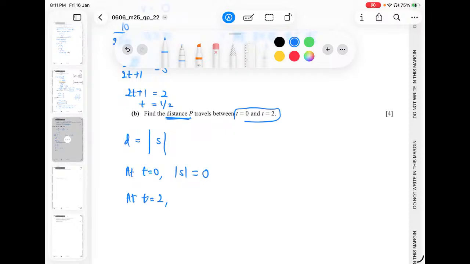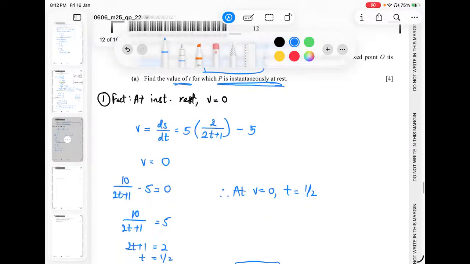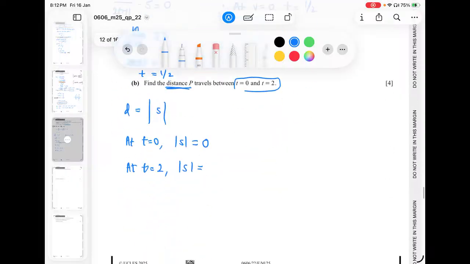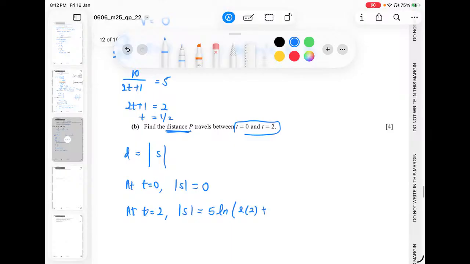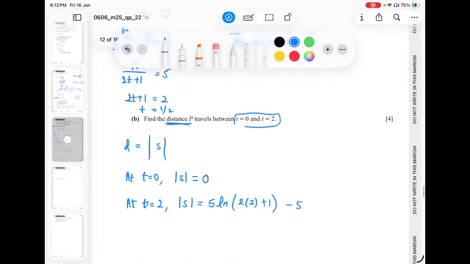Then at t equals 2, the absolute value of s, you need to substitute 2 into the function: 5 ln of 2 times 2 plus 1, minus 5 times 2. So what you get from here is 5 ln 5 minus 10. That's going to be approximately negative 1.9528. So you can just leave it at this.